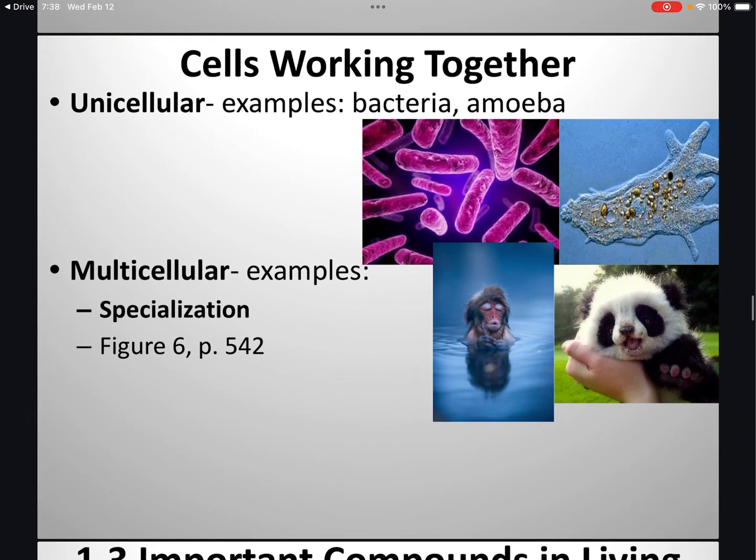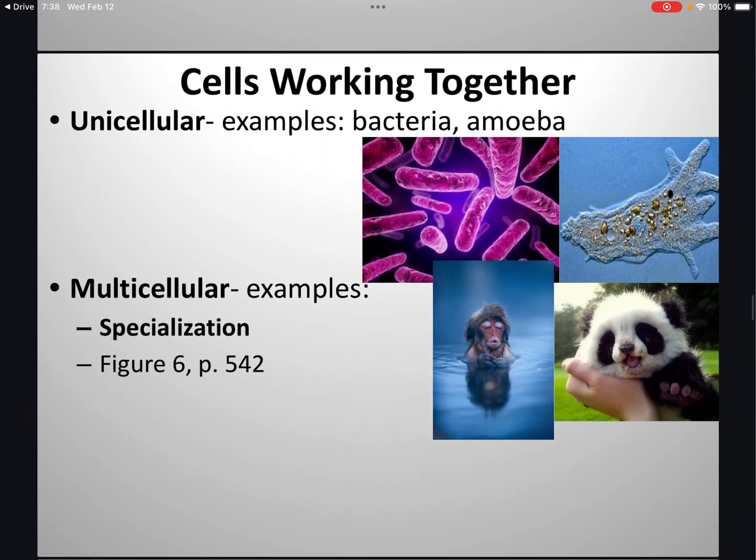Here's a term that we want to just review a little bit. We talked about this before. Organisms can either be unicellular, meaning they're only made of one cell, like bacteria. You see there kind of in the maroonish color. Or they can be multicellular, as you see there with like the baby panda. These are things that are made of many, many cells.